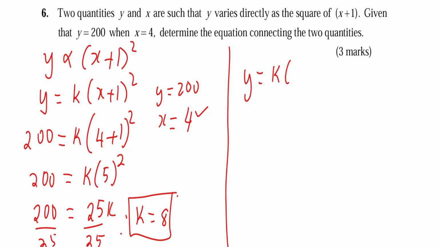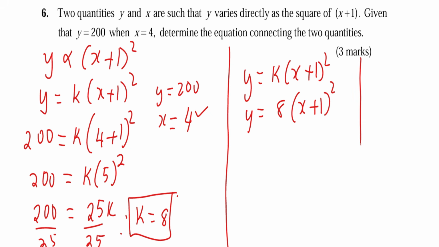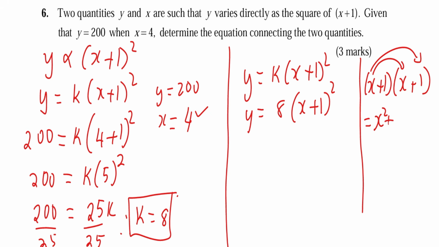So you write the equation again. We said your equation is y equals k into bracket x plus 1 squared. So y equals 8 into bracket x plus 1 squared. If you were doing GCSE, you would leave your answer there. But it's better to expand. So let us expand x plus 1 squared, which is x plus 1 times x plus 1. So x times x gives x squared. X times 1 gives x. 1 times x is x again, and 1 times 1 is 1. So at the end of the day, the expansion gives x squared plus 2x plus 1.